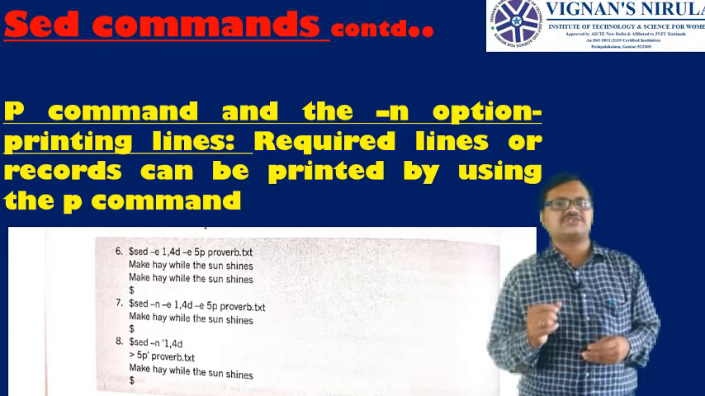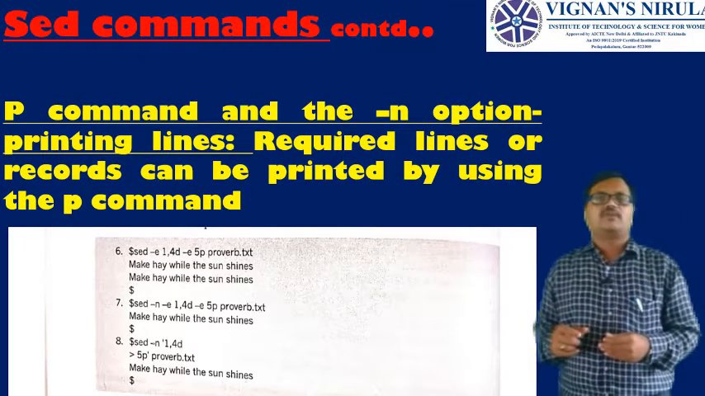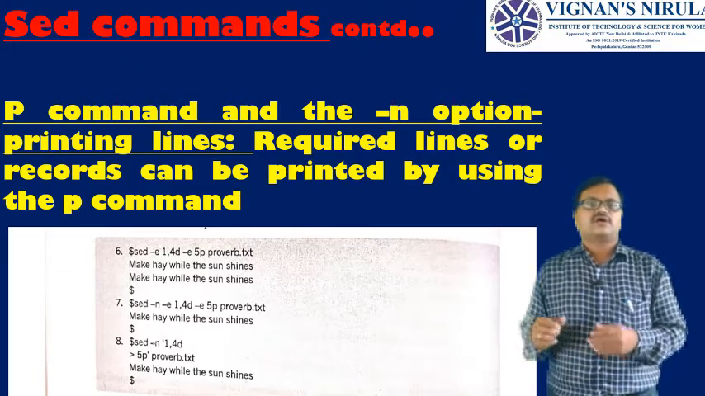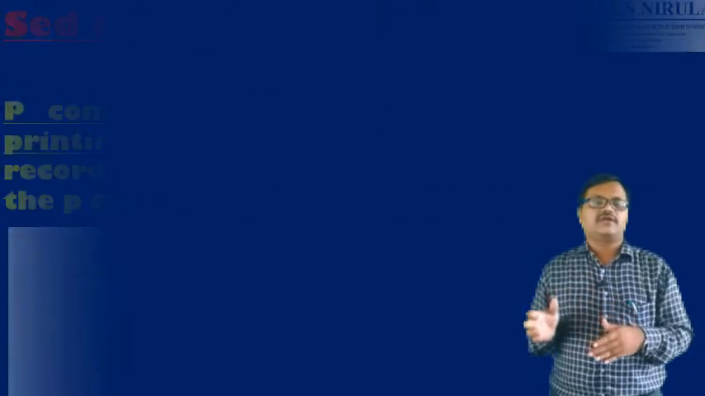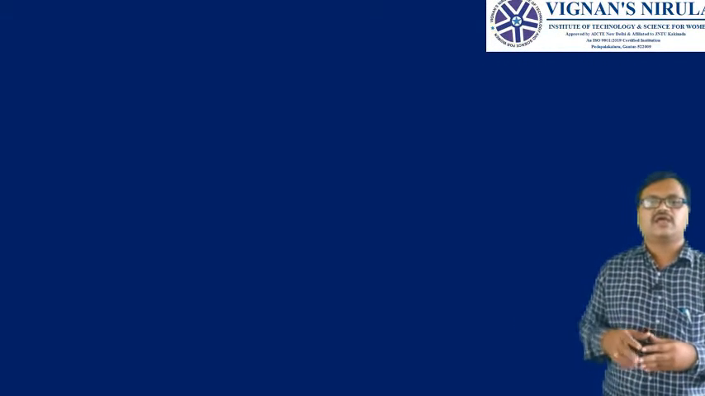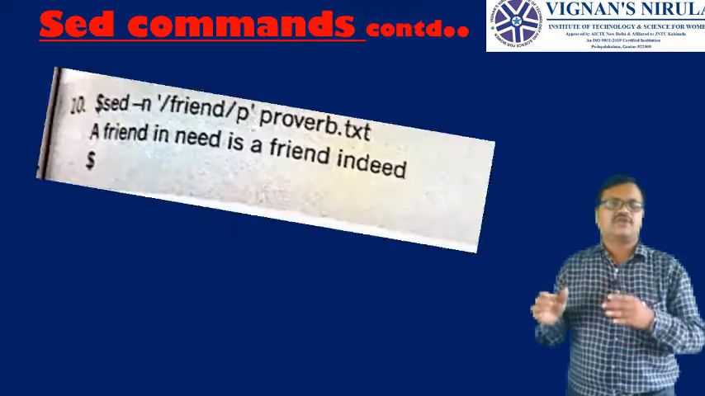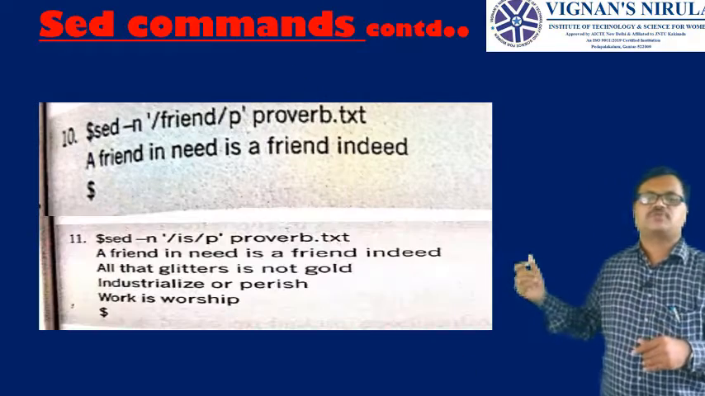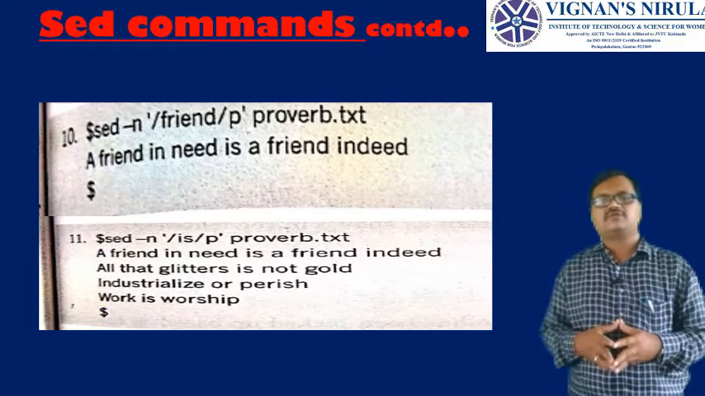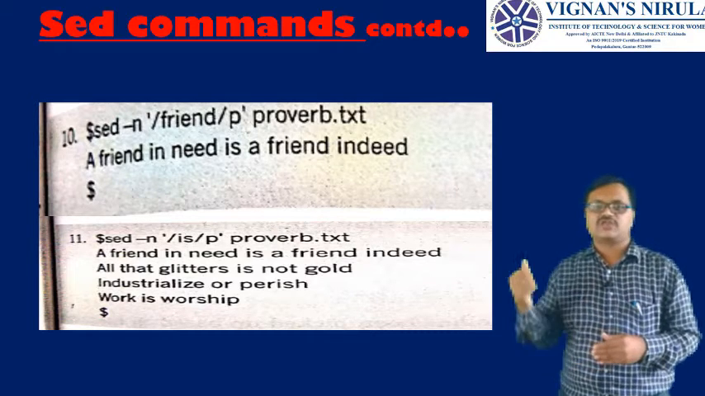For example, if you want to search for a line containing "friend" and display that line, you can give sed -n '/friend/p' proverb.txt. That means the word friend is searched in the file proverb.txt and the line containing it gets displayed. So "a friend in need is a friend indeed" gets displayed as shown in the slide.